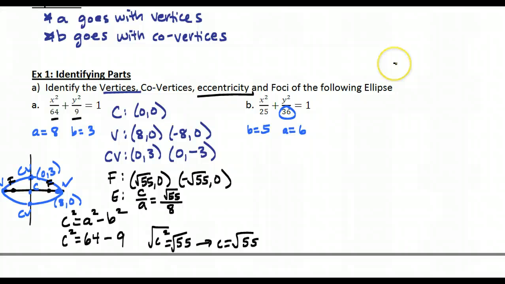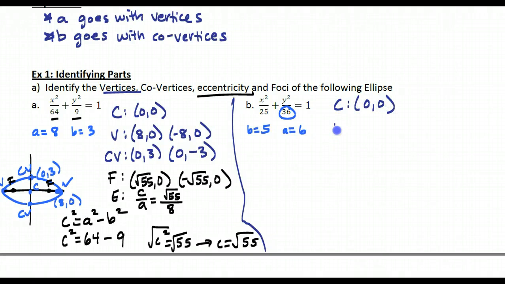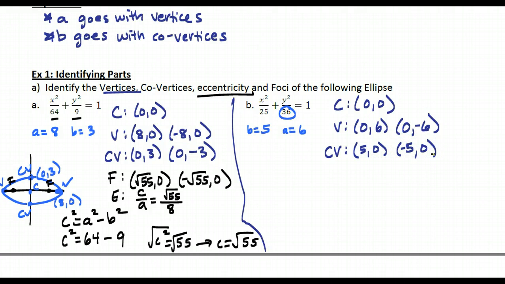Okay, we're going to do B. So here's what's happening. First of all, I've already figured out my a and my b value, and the center is at 0, 0. Okay, my vertex then, this time the a value is with y, so my vertex goes in the y spot. So 0, 6 and 0, negative 6 for my vertex. And then remember, b always goes with the co-vertices, and the b is with the x value, so put it in the x value spot.